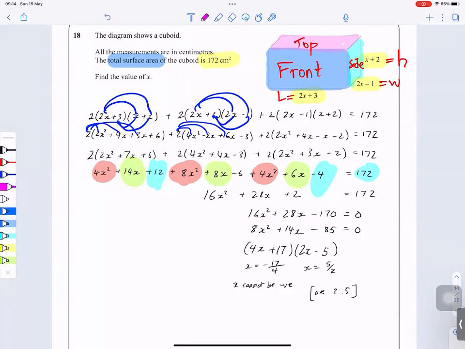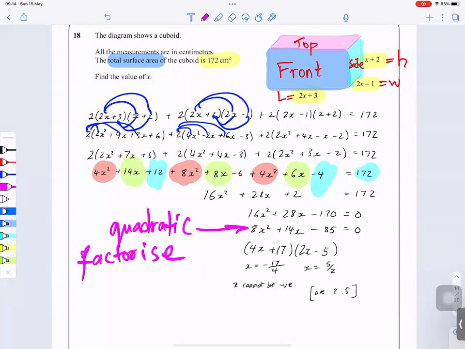So at this point now, you have this quadratic. And you factorize the quadratic, put it in two brackets. You just go through the factorization process to factorize the quadratic, and you get your two answers. You leave your answers as fractions. Because this is paper one, you factorize the quadratics by using the method of factorizing quadratics.